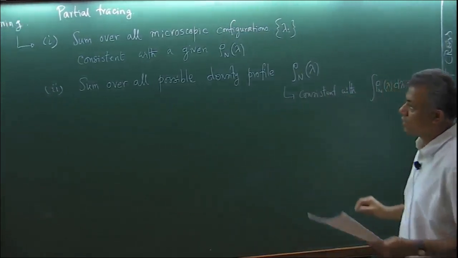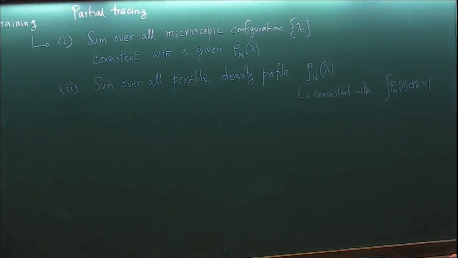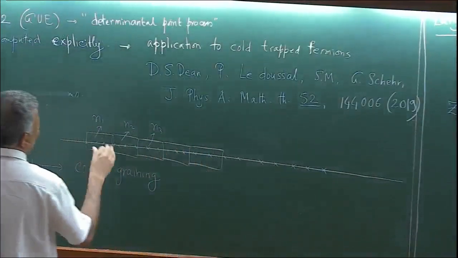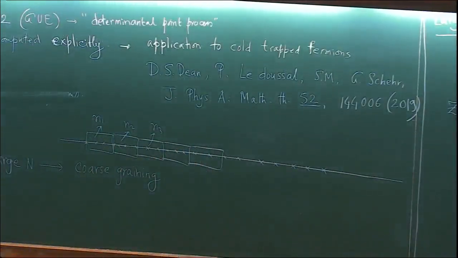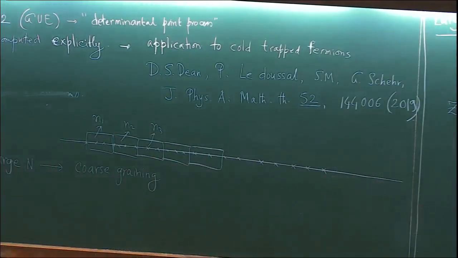Okay, so the idea is clear, right? I first fix a macroscopic density, which I call rho n of lambda, which is a smooth function, and then I sum over all possible microscopic degrees of freedom which give rise to this macroscopic density. So this is sort of hydrodynamics, basically. There are two steps: I fix the density, I sum over all microscopic configurations, and then finally, I sum over all possible density profiles.